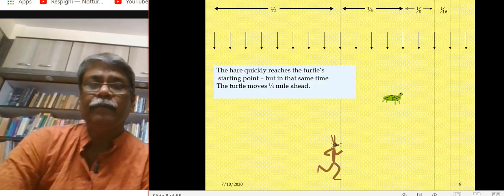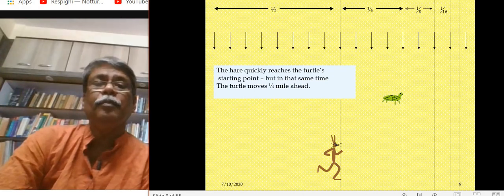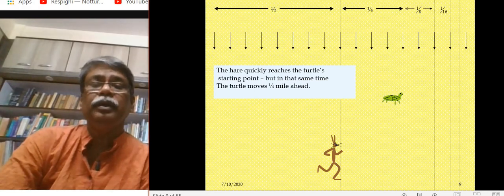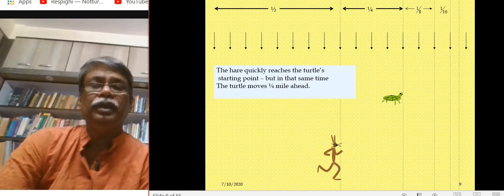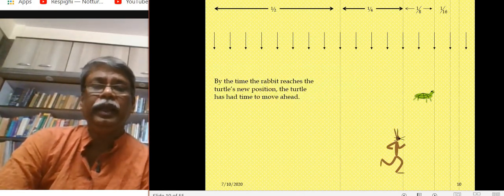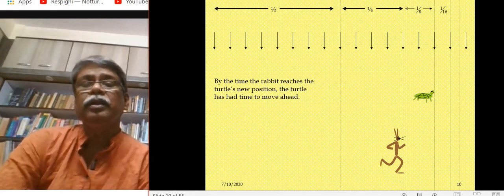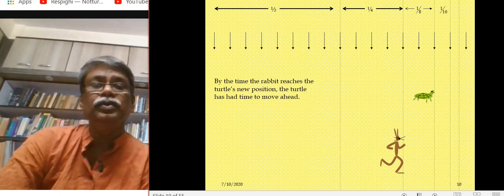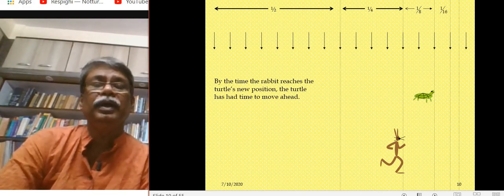Now they start the race. In the time the hare travels this half mile, since the speed of the tortoise is half of that of the hare, by that time it would go 1/4, right? So half mile by the hare and 1/4 mile by the tortoise in the same time. Now what happens when he reaches this point? Again, by the time the hare reaches the tortoise's new position, the tortoise has had time to move ahead. So by that time the hare goes 1/4, and in that time half of 1/4, that is 1/8, is traveled by the tortoise.